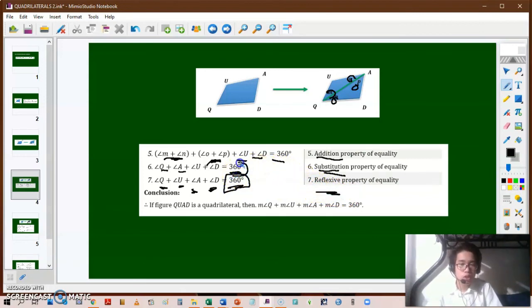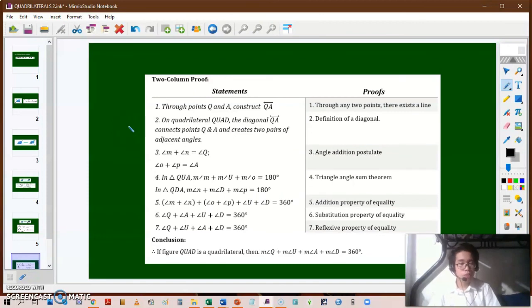The reason this is 360 degrees is because we just added the two triangles that we have, triangle QUA and triangle QDA, and we formed 360 degrees. And therefore, if figure QUAD is a quadrilateral, then the measurement of angle Q, angle U, angle A, and angle D is equal to 360 degrees. So this is how we construct a very simple two-column proof for the sum of the angle measurements of a quadrilateral.